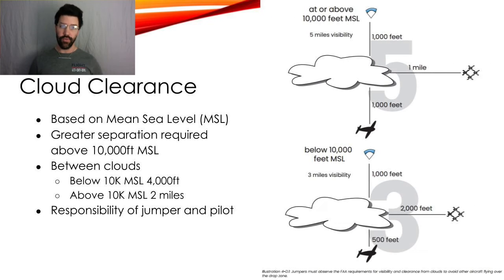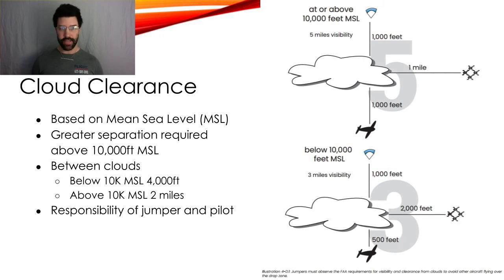This is a chart that you will eventually need to memorize. It shows the different distances that you must stay away from a cloud required by the FAA. Let's look at the bottom graphic first. These are clouds that are lower than 10,000 feet MSL. You have to stay 1,000 feet above these clouds, 2,000 feet away from the cloud horizontal distance, or 500 feet below the cloud. The visibility also has to be 3 miles or greater.